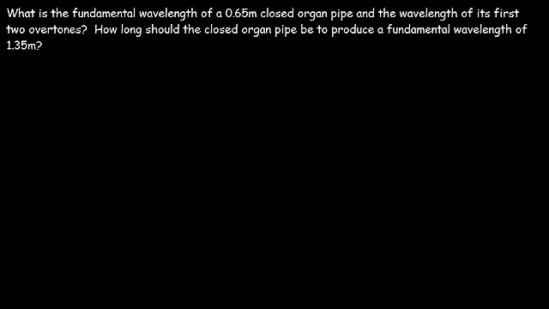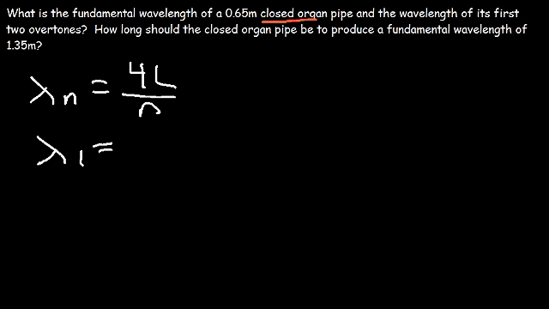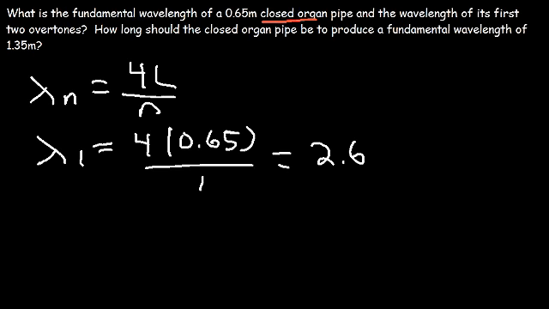What is the fundamental wavelength of a 0.65 meter closed organ pipe and the wavelength of its first two overtones? So since the pipe is closed, we can use this equation. Lambda n is equal to 4L divided by n. So lambda 1, the fundamental wavelength, is 4 times the length of the pipe divided by 1. So it's 4 times 0.65, which is 2.6 meters.